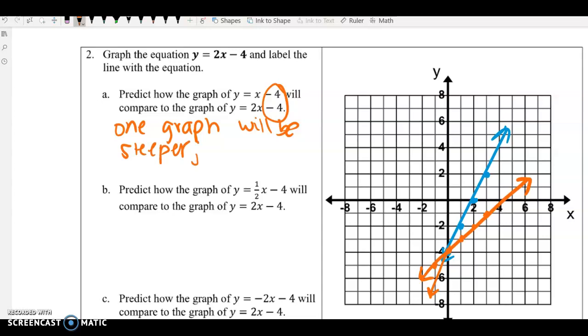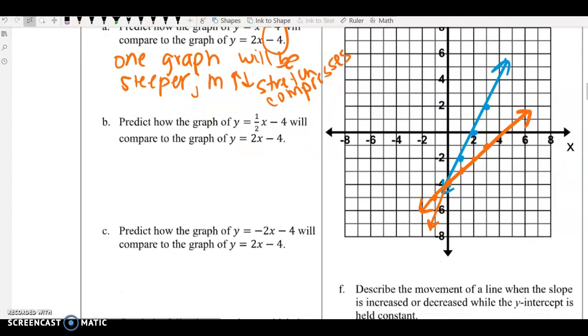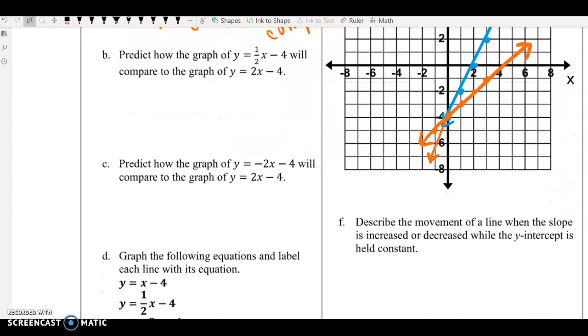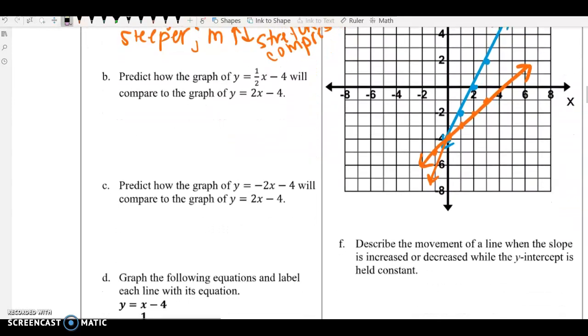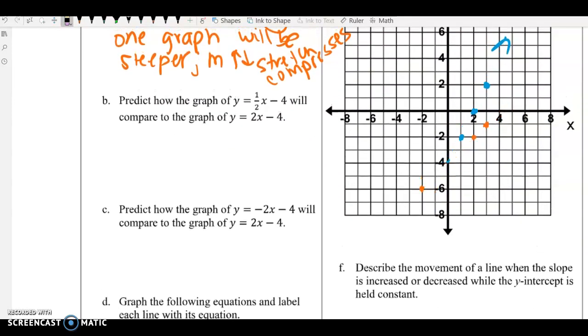Okay, and we call that when my m goes up or down, stretching or compressing. And we'll talk about that here in a few minutes. Okay, it says predict how the graph of y equals 1/2 x minus 4 will compare to that of y equals 2x minus 4. I'm going to go in.